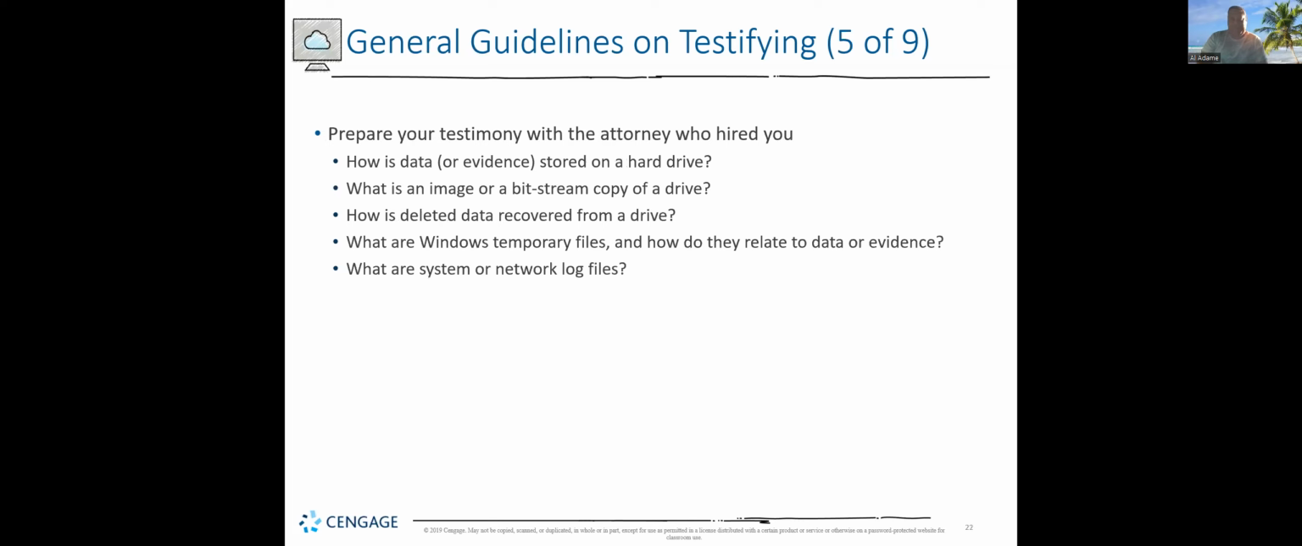Prepare your testimony with the attorney who hired you. How is data or evidence stored on the hard drive? What is an image or a bitstream copy of a drive? How is deleted data recovered from a drive? What are Windows temporary files, and how do they relate to data or evidence? What are system or network log files?